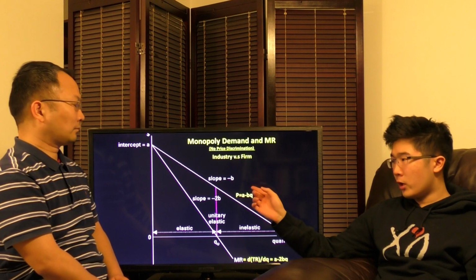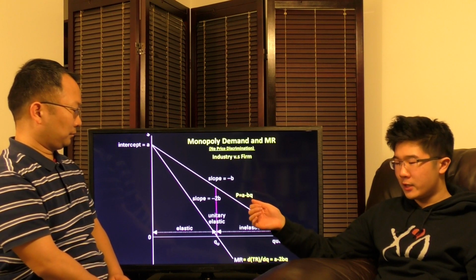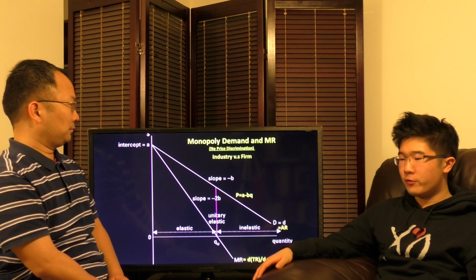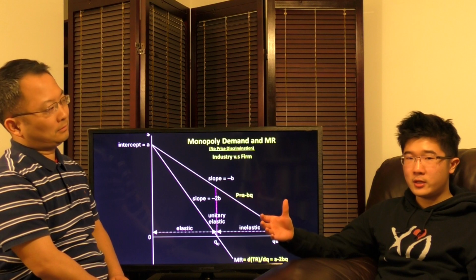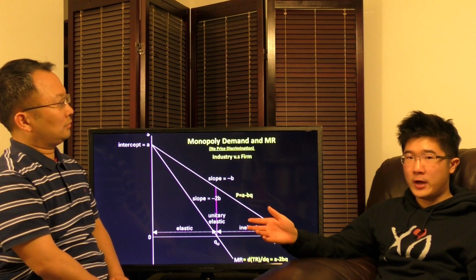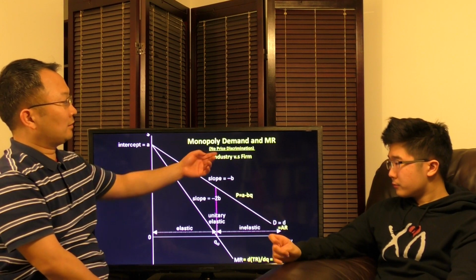So P and Q are inversely proportional. Sure. So in order to increase Q, you have to decrease P and vice versa. Yeah. And so this is why we have a separate marginal revenue curve for the monopolist firm instead of having the demand curve equal to marginal revenue as it is for a perfectly competitive firm. Yeah, and assuming there is no price discrimination.